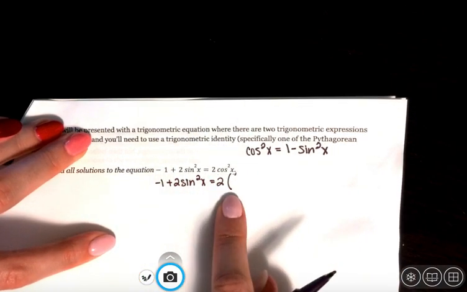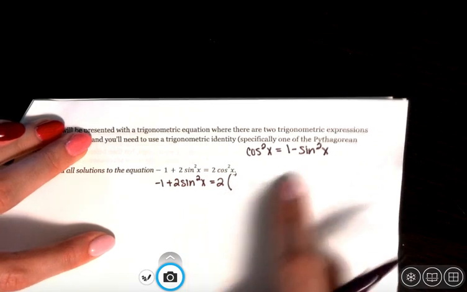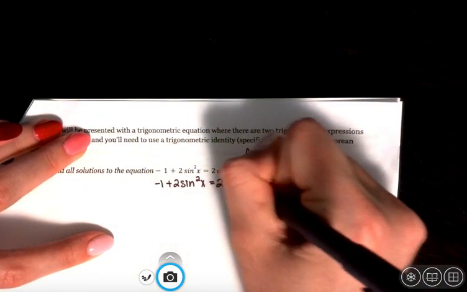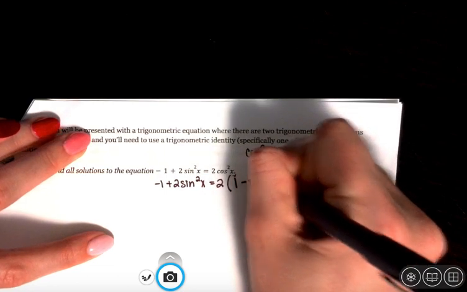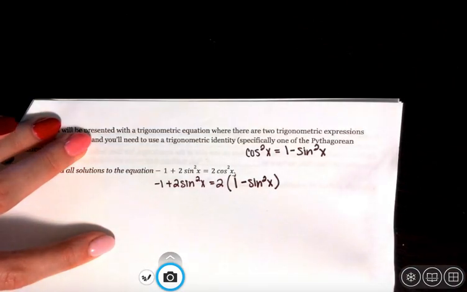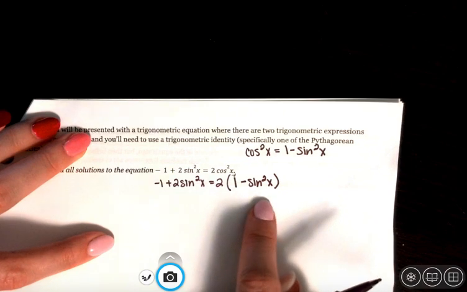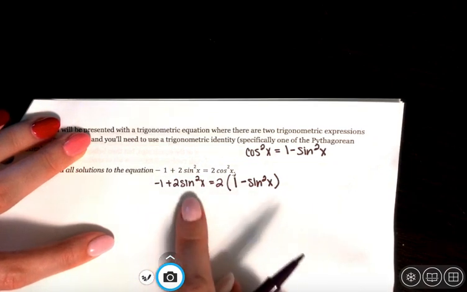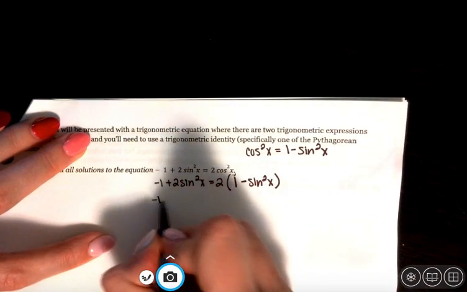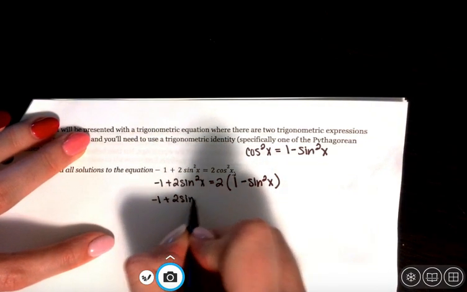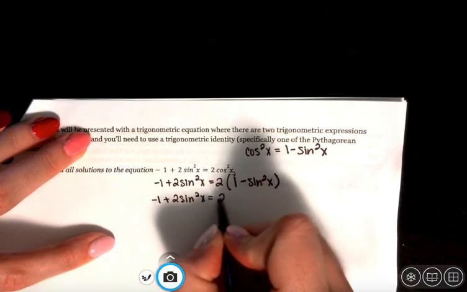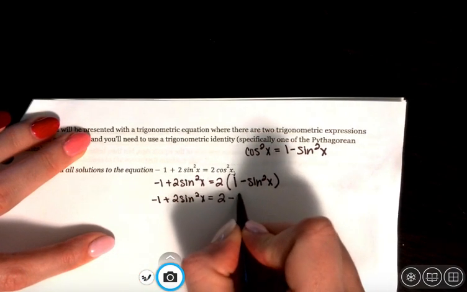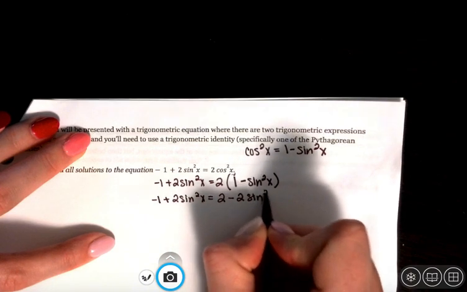But instead of writing cosine squared, I'm taking that out and I'm going to put in 1 minus sine squared. Now I want to do some distributing. I want to get all my coefficients to one side and constants to one side, and then sine squareds together. So I'm going to rewrite the left side, distribute that: 2 times 1 is 2, and then I have minus 2 sine squared.